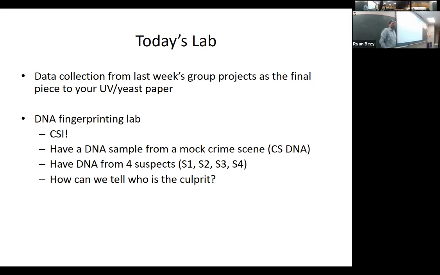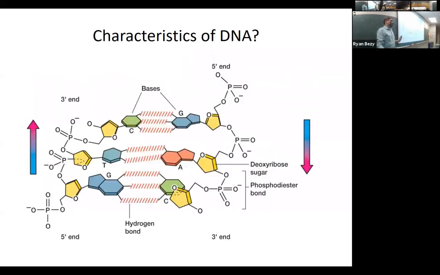The other thing, again, obviously we're doing the DNA fingerprinting lab. I told you we're going to do this crime scene investigation. We have a DNA sample from a mock crime scene, crime scene DNA or CS DNA was what it was labeled. And then we have 5 different suspects, suspect 1 through 5. I don't know why I wrote 4 there. The idea though is we're going to use the DNA samples to tell who the culprit for a particular crime is.